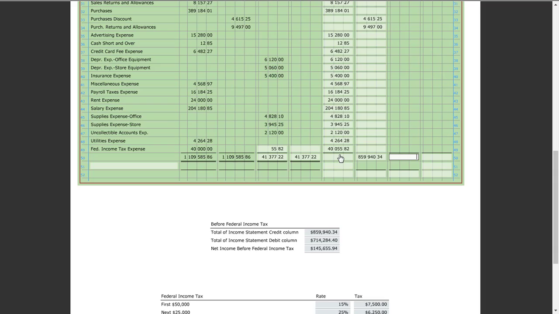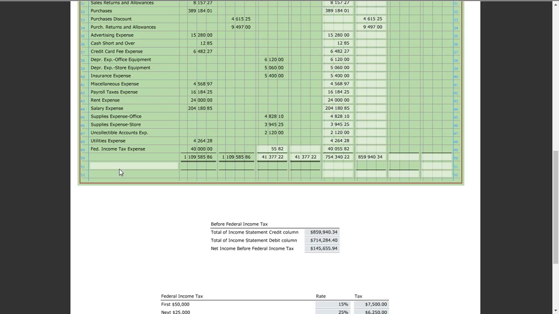Now, my income statement debit total is not here, though. So if I take my $714,284.40 and add to it $40,055.82, that will be my income statement debit total, and that should be $754,340.22. Agreed?